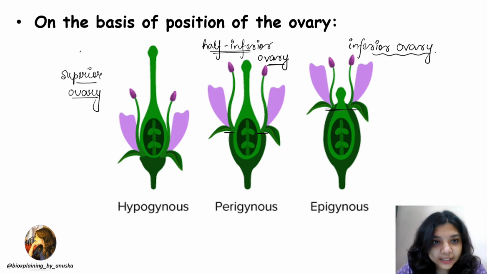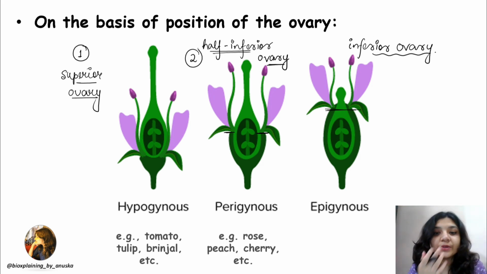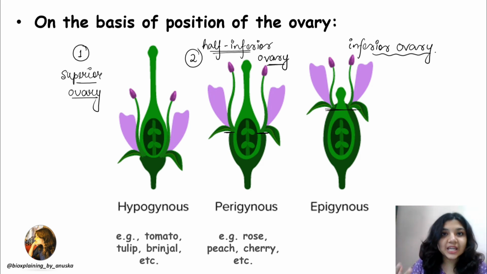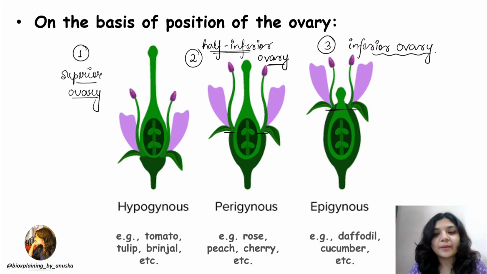So we have three categories. One is hypogynous, superior ovary. For example, you can consider tomato, brinjal, tulip, all these kinds. Then the second category you have is perigynous, that is half inferior ovary. For example, you can consider rose, peach, cherry, etc. And the third category that we have is epigynous, which is inferior ovary. For example, you can consider cucumber, daffodils, etc.